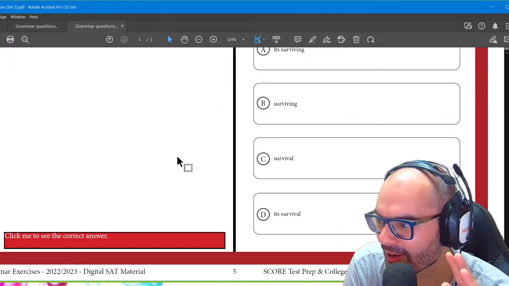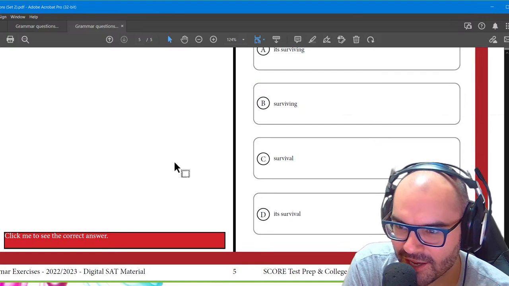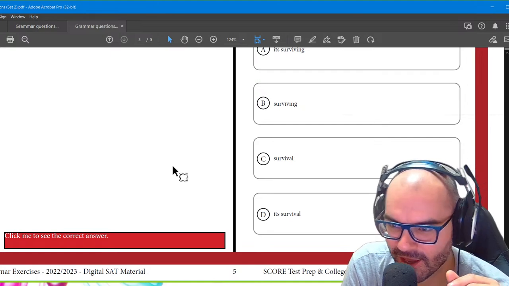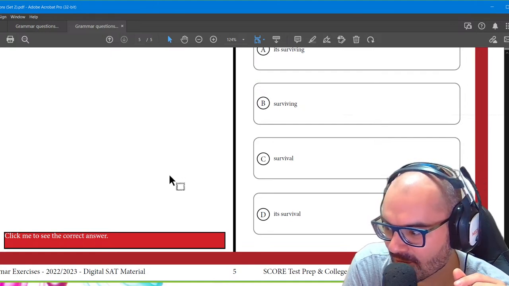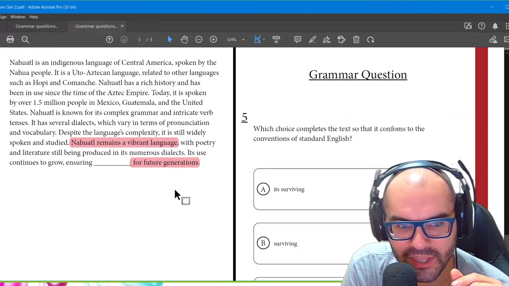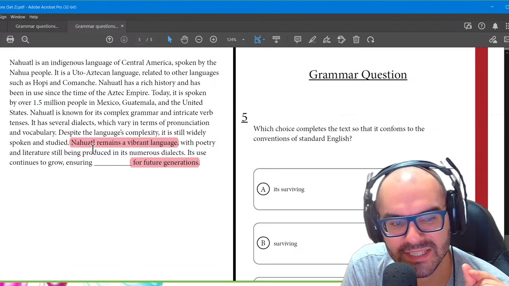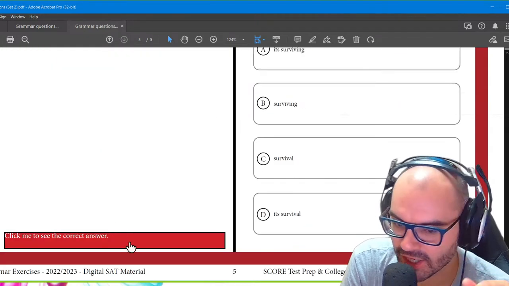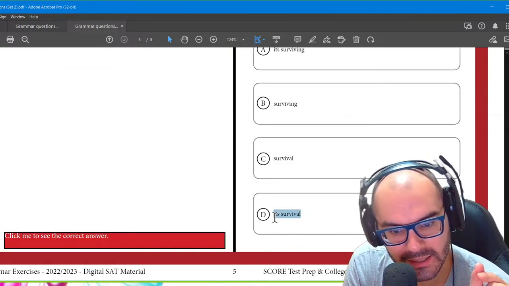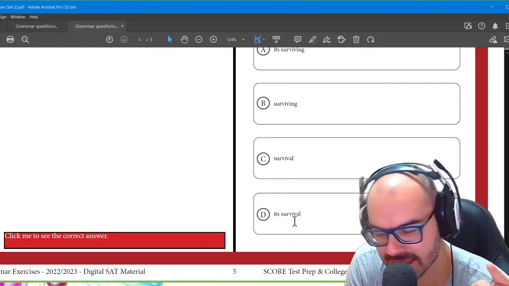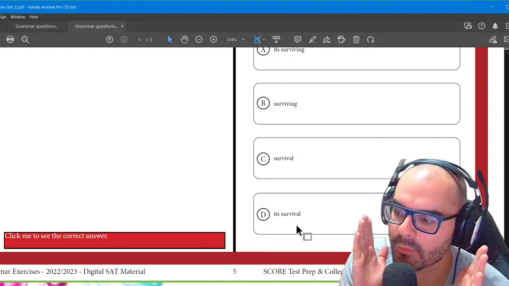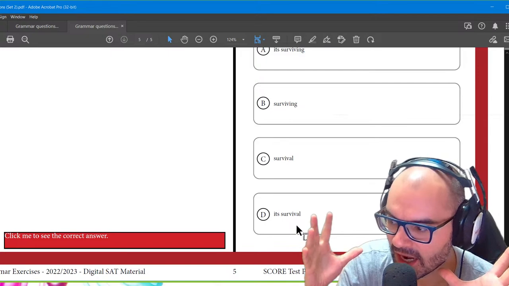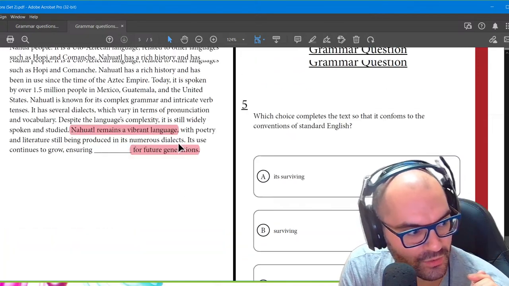I mean, I'm all for protecting indigenous languages. I did an entire MUN debate on that and won because of that. But I think we want to make sure we're focusing on its survival, the survival of the language, not the people. So D does that. By adding that word its, it makes it crystal clear that we're focusing on the language and not the people. So that's the one we want.